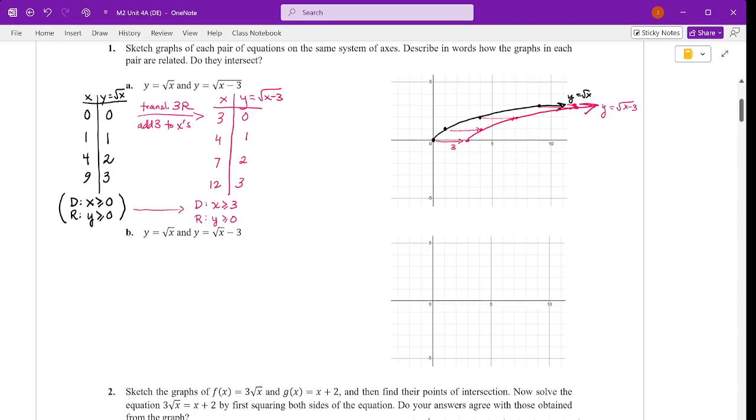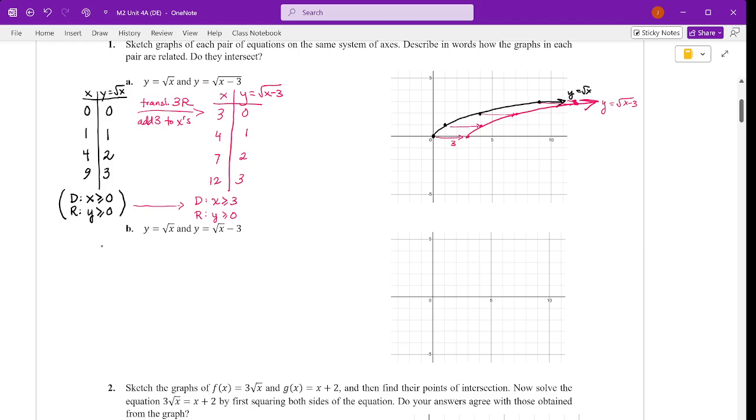Okay, let's take a look at b. So b, the first chart's going to be the same because it's the parent function again. So 0, 0, 1, 1, 4, 2, 9, 3, if you want to go up to 9. I would say I want you to go up at least these 3, and then this one's optional. Okay. And now, let's see, this gets turned into y equals root x, and now the minus 3 is on the outside.